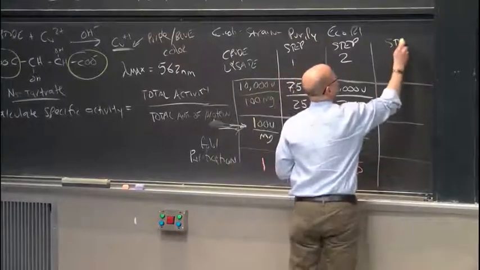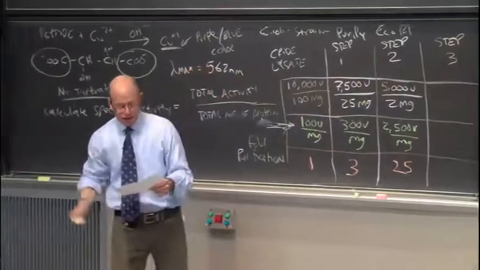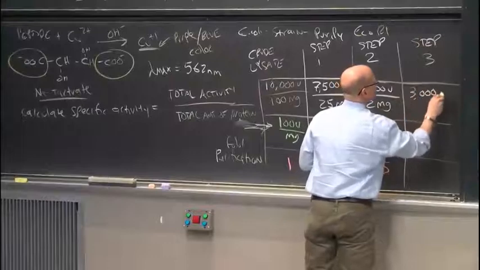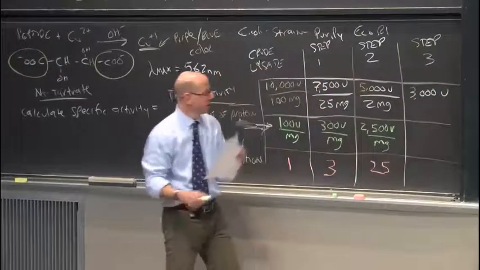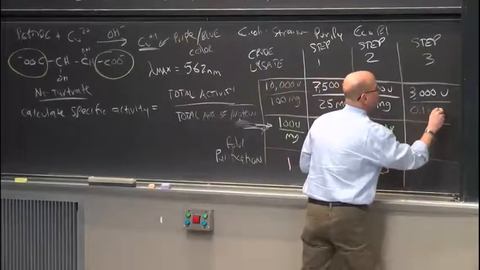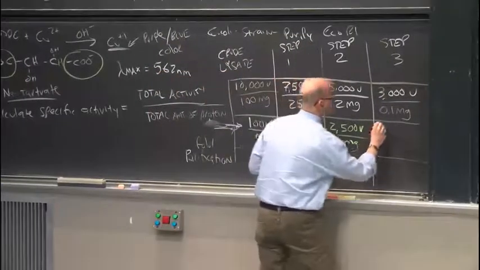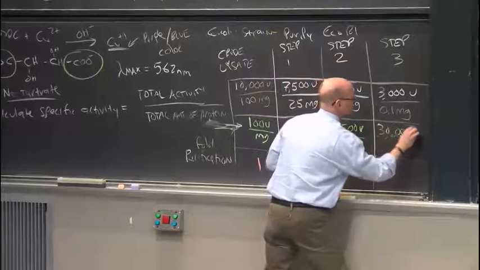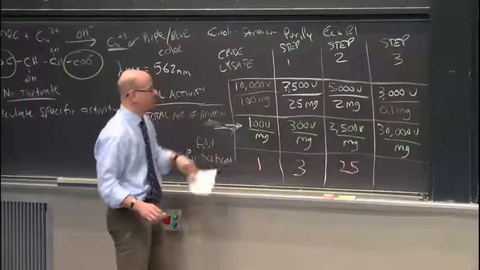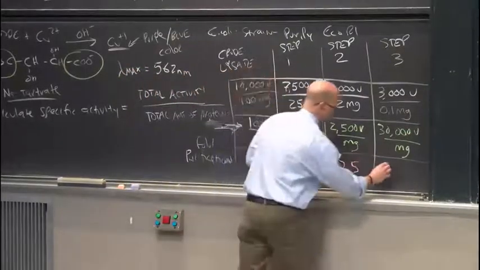Now I go to step 3 in my purification. Now maybe I use that gel filtration column. Okay? And again, I lose even more of my protein. Now I'm only down to 3,000 units. But look, I got rid of a whole bunch of other protein that wasn't what I wanted. Now I only have 0.1 milligrams of protein. So now my specific activity is 30,000 units per milligram. Okay? And I started at 100 units per milligram. So what's my fold purification now? 300.